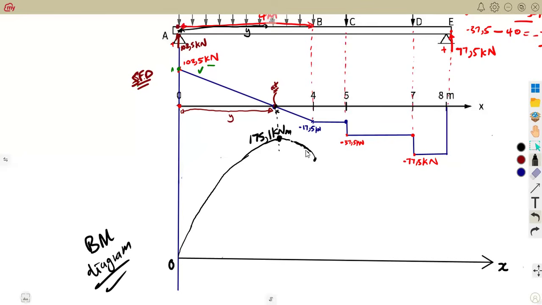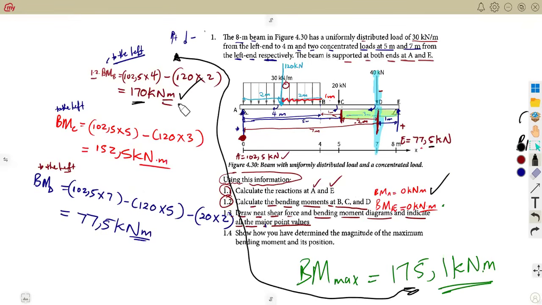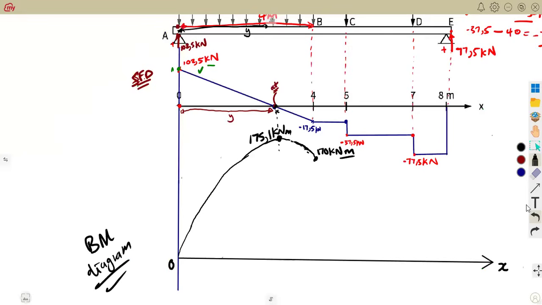Then at B, it is reduced a little bit because at B we are now at 170 kilonewton meter. Remember, at B it's now 170. It has reduced from 175 to 170. All right, take note, from A to B we have covered the distributed load. This is the curve part. We have covered the distributed load.